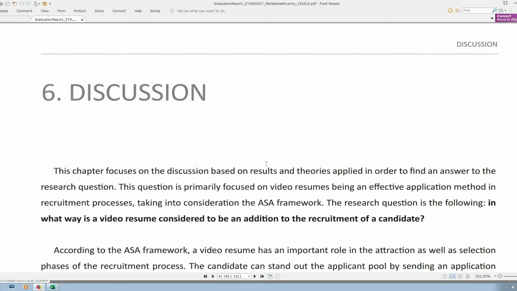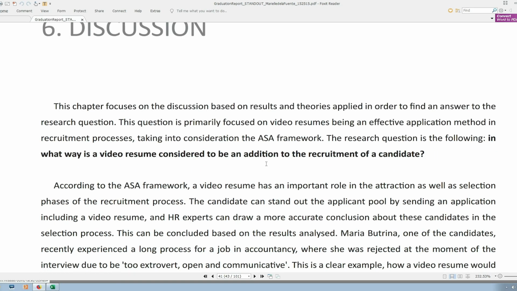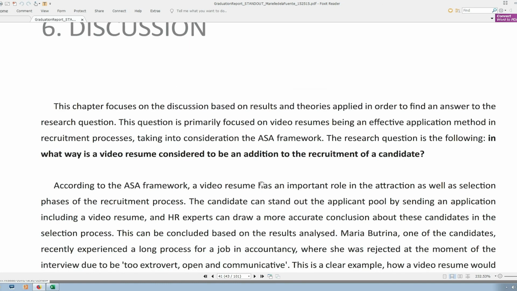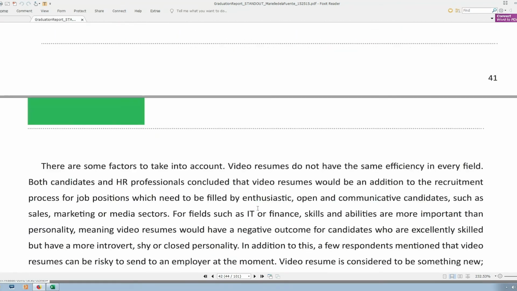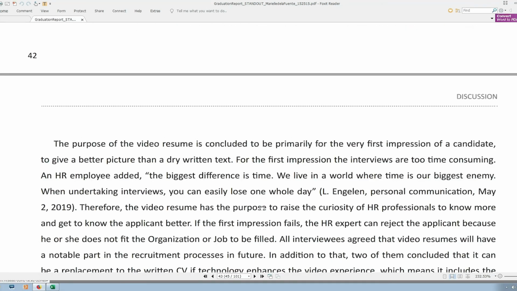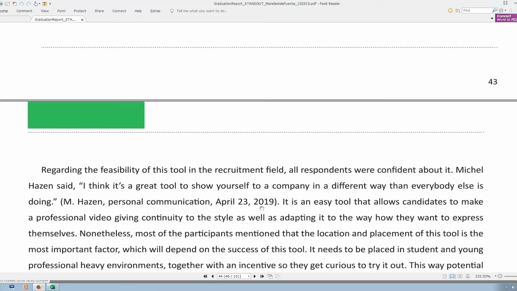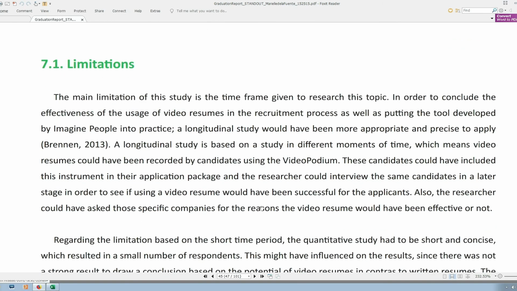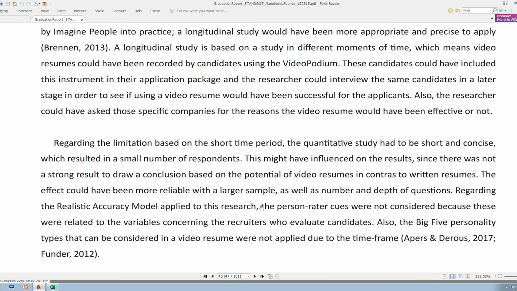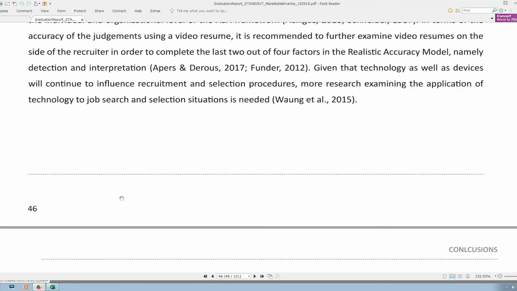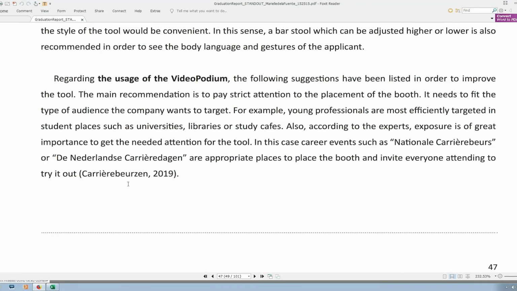In your report it will look something like this. Discussing what I've found. Looking back at my previous theories. Then in the end conclusions in a separate chapter here, but it can be one chapter. My limitations once again, and finally my recommendations. So what should people do?